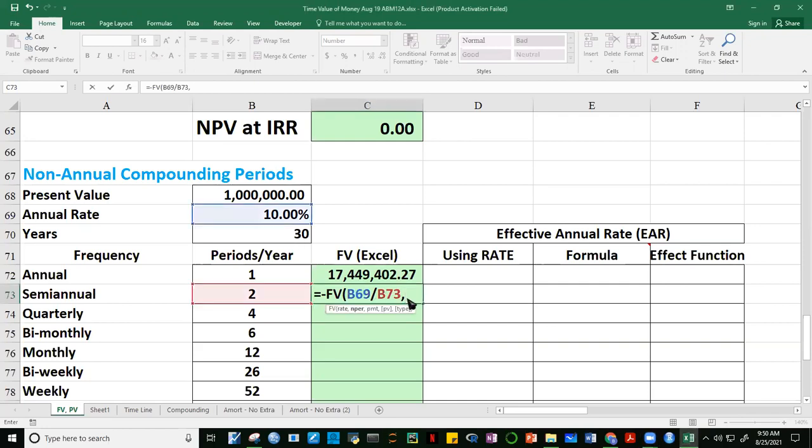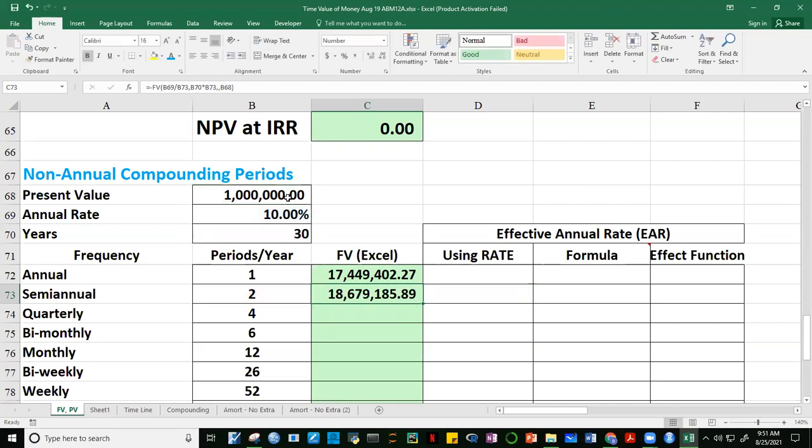So if we're computing for the future value, it will be after 30 years. What do I do with 30? 30 times 2. Because what we count in NPER is how many times interest is computed or incurred. It's twice a year. In one year, interest is computed 2 times. How many years? 30. So 30 times 2 is 60. Then PMT, it's not PMT. Present value is your 1 million.